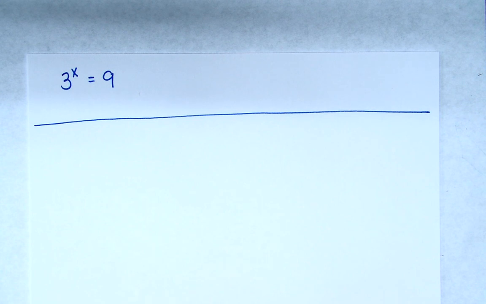It's hiding in the exponent, right? The variable is in the exponent. Guys, the only way we can get variables out of exponents is using logarithms. That's why we have to know how to do logarithms, okay?